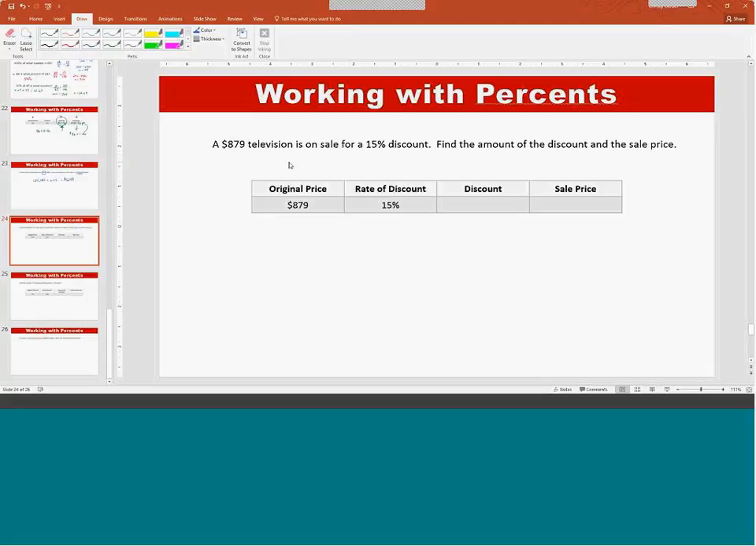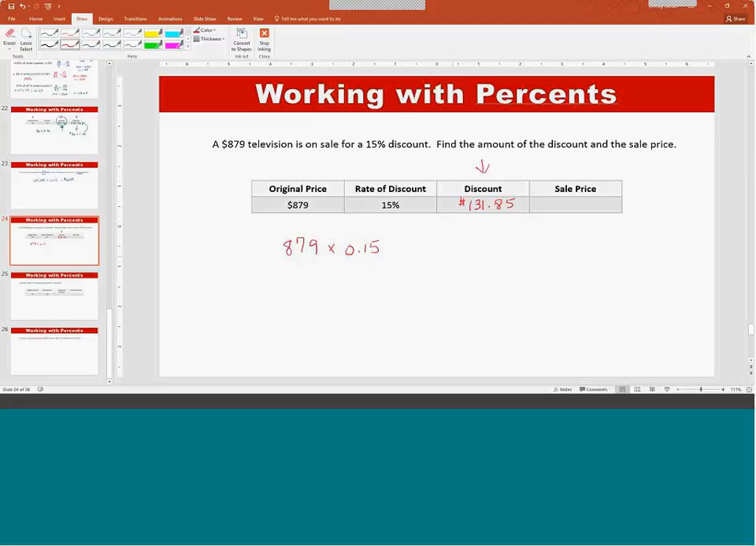Now we're looking at a sale, a discount. An $879 television is on sale for a 15% discount. First of all, we need to find the amount off, or the discount. Again, we're going to multiply 879 times 15% in decimal form, or 0.15. It's going to give me a discount of $131.05, if I did that correctly in my calculator. I didn't do that in my head.